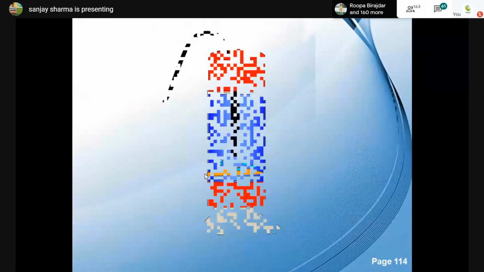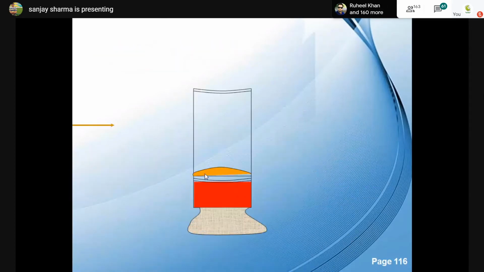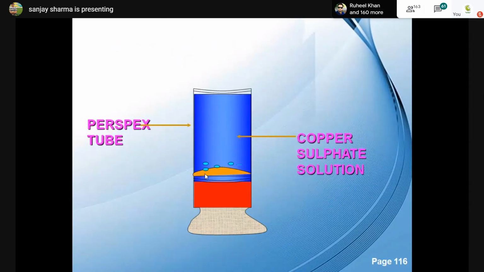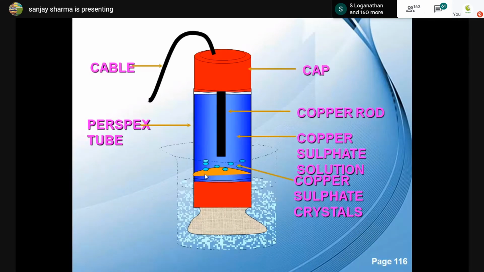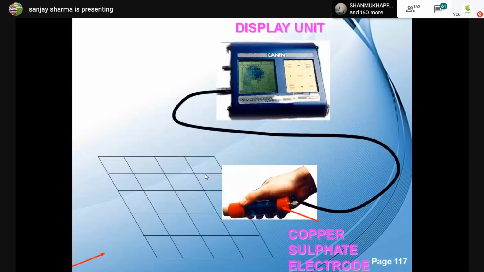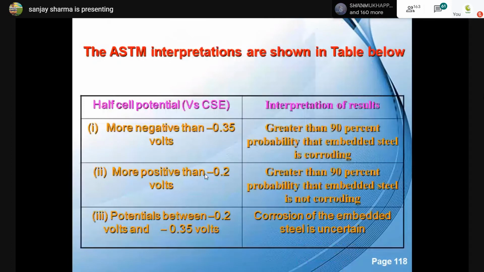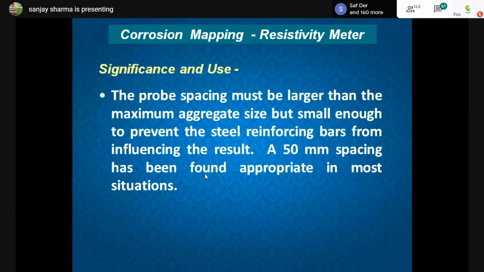So again, I am not going into this, it is the same thing. This is just shown, I am not going into how to use that also. I think this is the surface unit which we are having. This is the resistivity meter. For the half cell potentiometer we have to make a cell, we have to see a bar also.